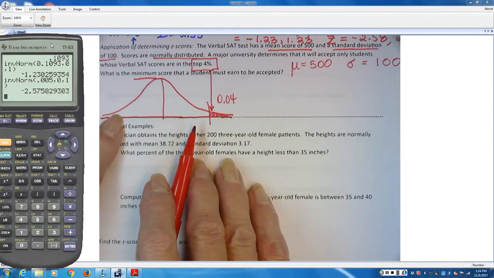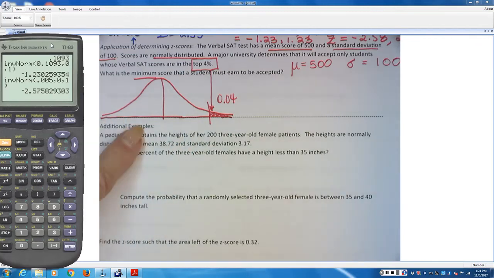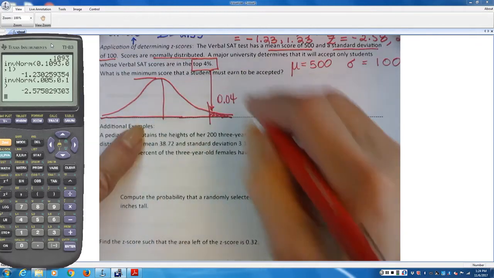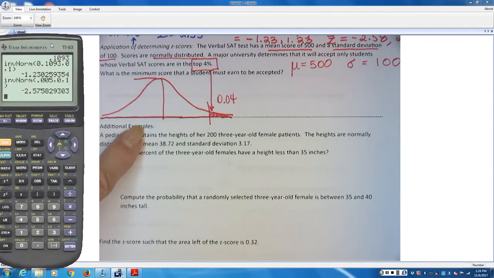That's what I was gonna say, can you do the one minus inside of it, or do you have to put it in the calculator before you do it? You can do it within the command. I'll show you both ways.